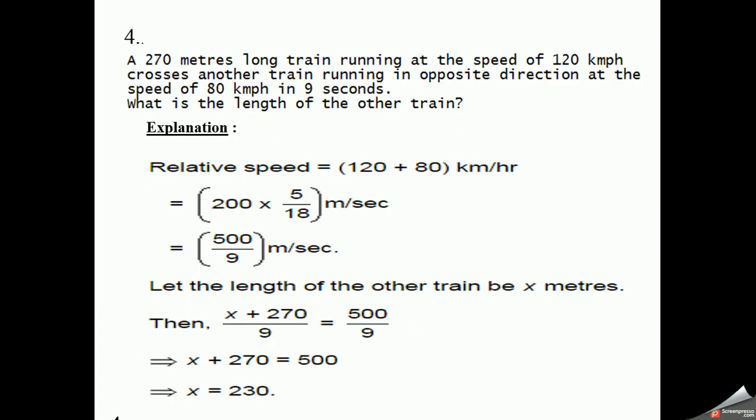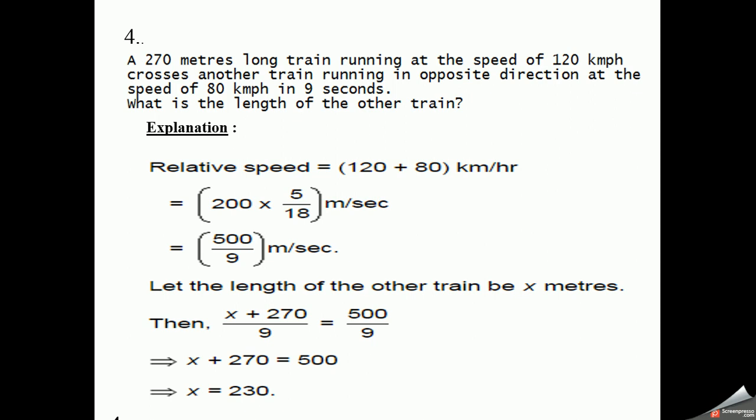Next problem: a 270 meter long train running at the speed of 120 km per hour crosses another train running in the opposite direction at the speed of 80 km per hour in 9 seconds. What is the length of the other train? Keep in mind the given data: the length of one train is 270 meter and its speed is 120 km per hour, and another train is running in the opposite direction.